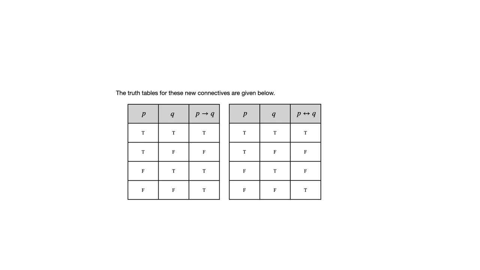The biconditional is perhaps a little easier to accept as making sense, because when P and Q have the same truth value, the biconditional is true. So if they're both true, the biconditional is true. If they're both false, the biconditional is true. And if they're mismatched, then the biconditional is false.